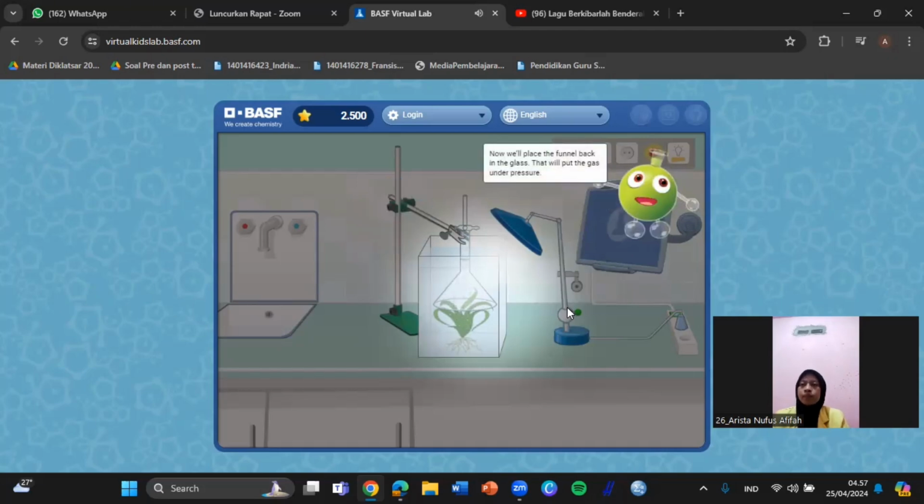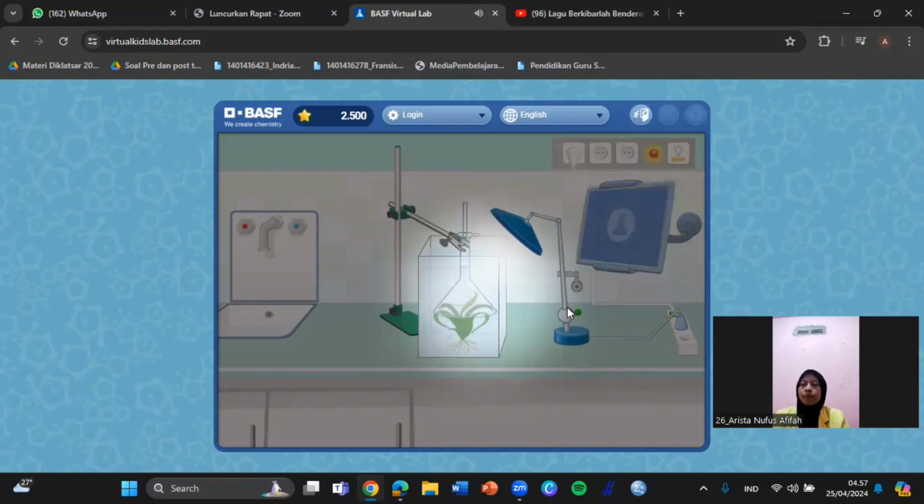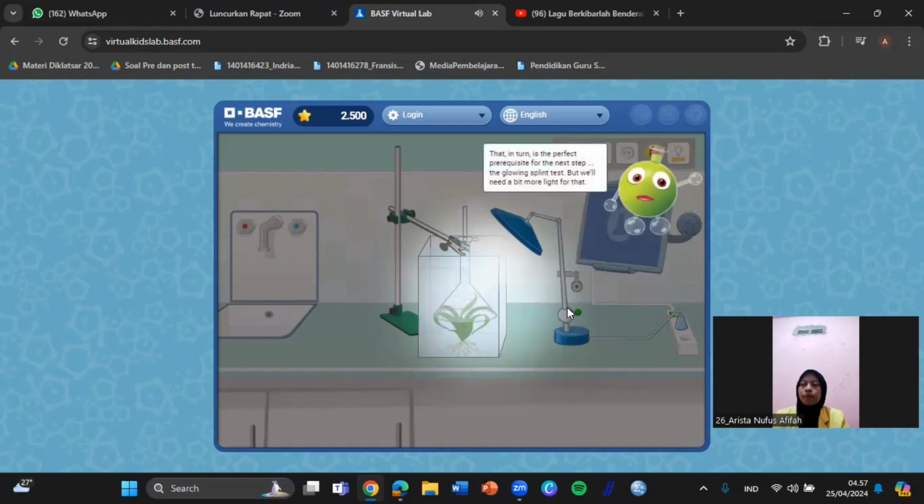Now we'll place the funnel back in the glass. That will put the gas under pressure. That, in turn, is the perfect prerequisite for the next step, the glowing splint test. But we'll need a bit more light for that.